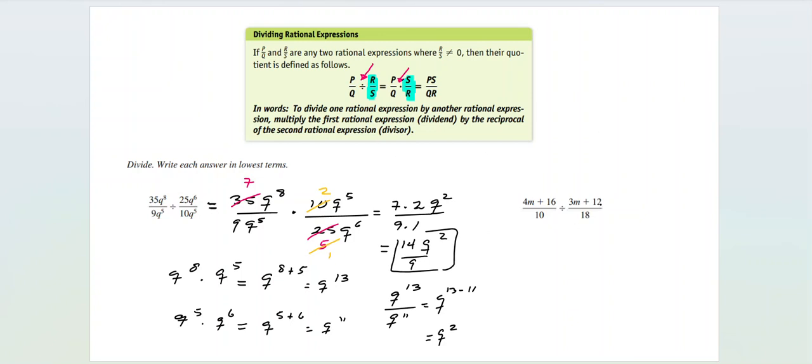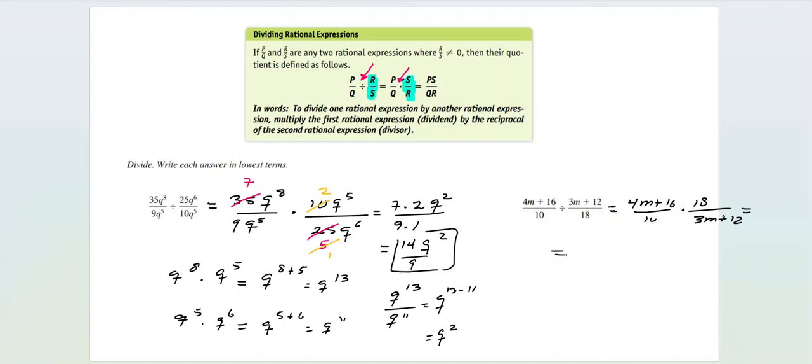Well, we have one more example, one final example. In this final example, we have 4n plus 16 over 10 divided by 3n plus 12 over 18. So what do we have to do? We have first to write this as a multiplication. So we say 4n plus 16 over 10, and then times, and then I flip the second one. I say 18 over 3n plus 12, right?